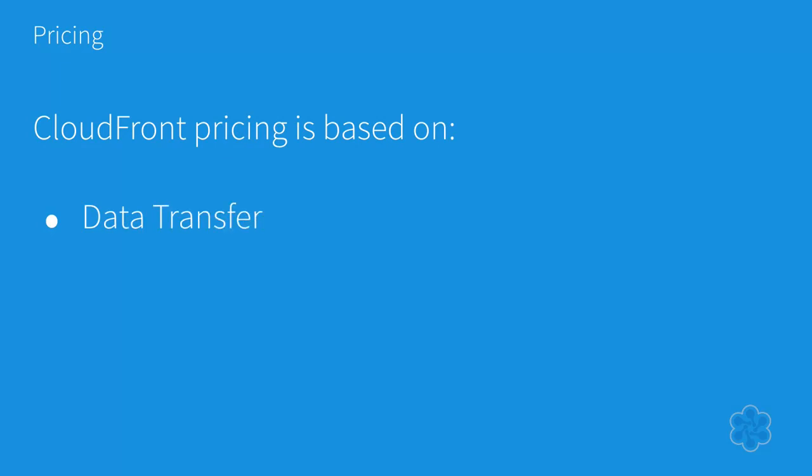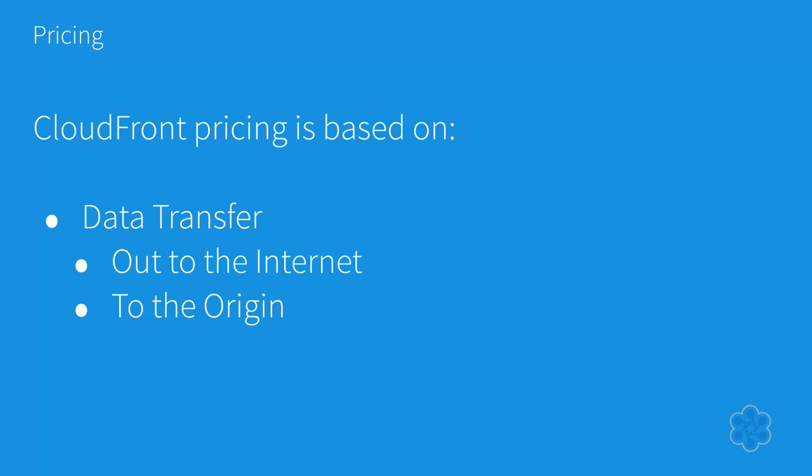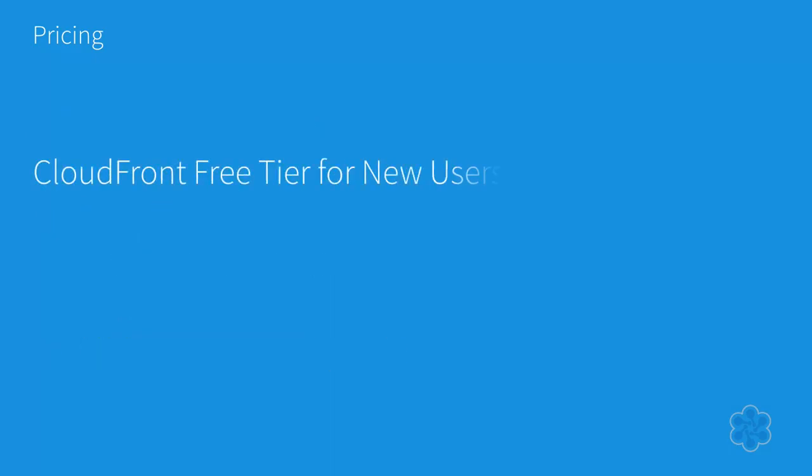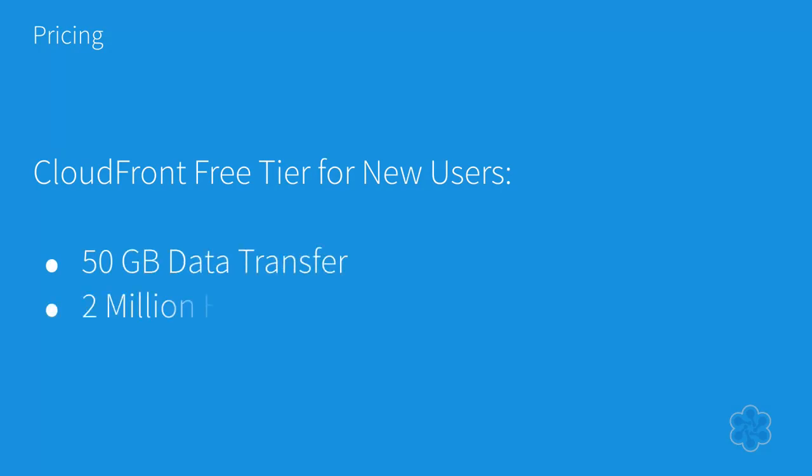Pricing for CloudFront is based on data transfer out to the internet and to the origin, as well as the number of HTTP and HTTPS requests. If you are a new user to AWS, you can take advantage of the AWS free tier to get started with CloudFront. You'll receive 50 gigabytes of data transfer out and 2 million HTTP and HTTPS requests each month.